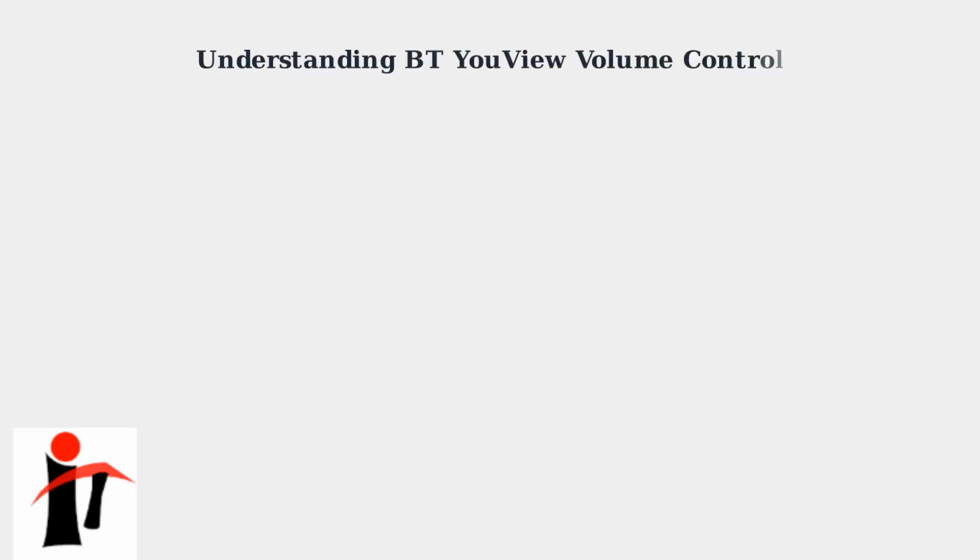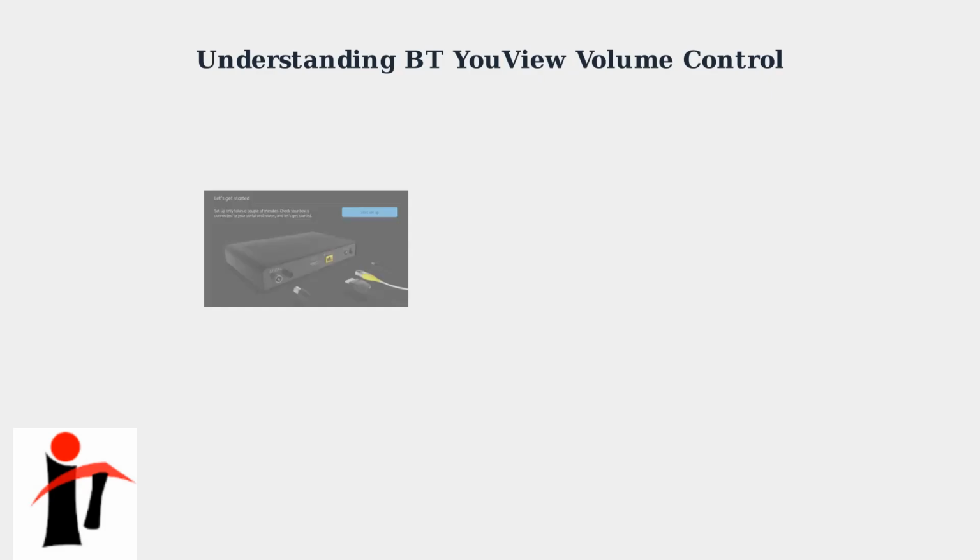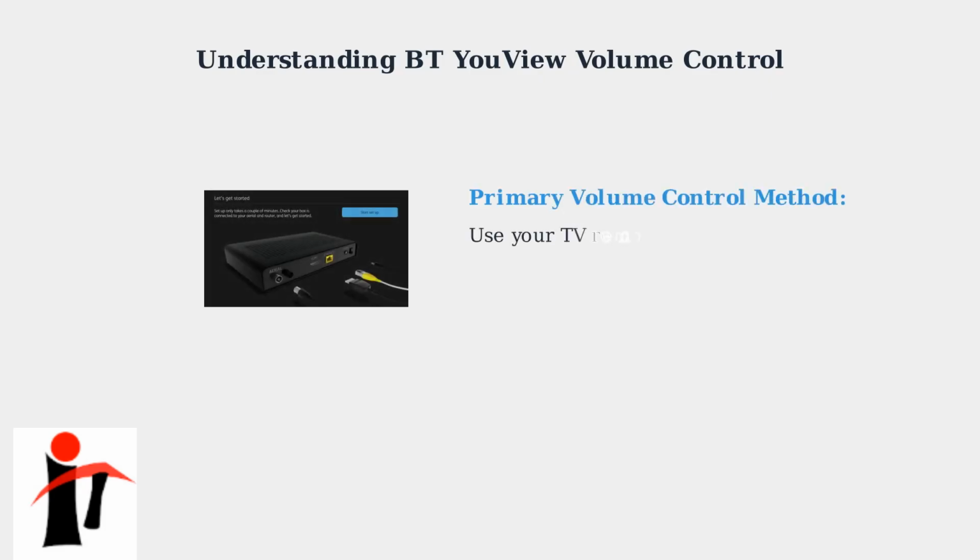Understanding how volume control works with your BT YouView box is essential for getting the best audio experience. There are several methods available depending on your setup. The primary way to control volume on a BT YouView box is through your TV remote. This is because the YouView box outputs audio via HDMI directly to your television.